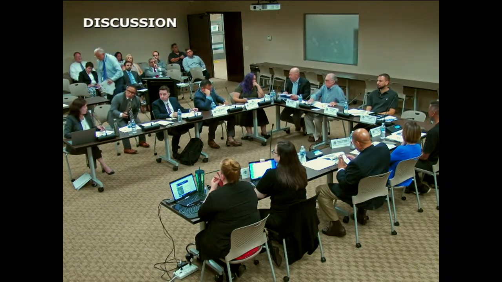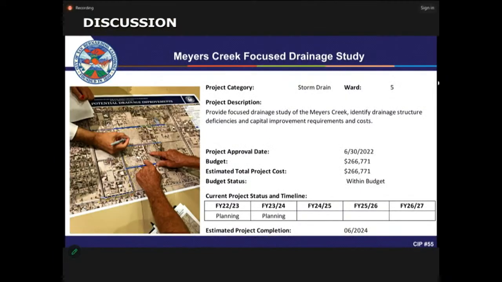So the next project is the Myers Creek Focused Drainage Study. This project is a planning study to focus on the Myers Creek watershed, and it will identify any drainage structure deficiencies, the capital improvements required, and the costs of them. There is quite a bit of development up in that area, the Vermont development.